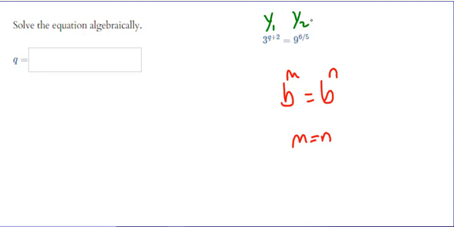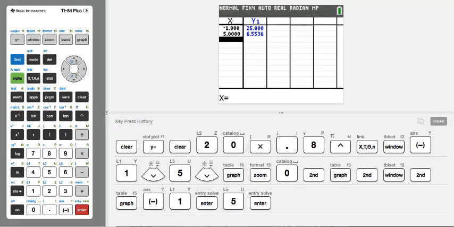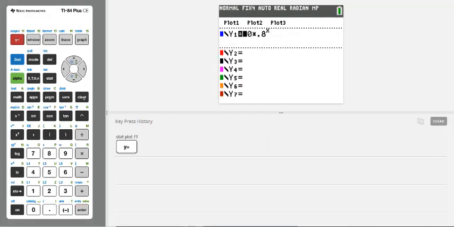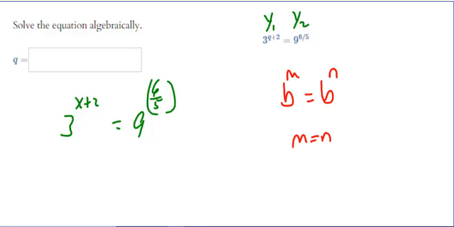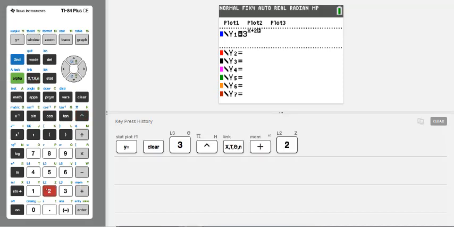So we've got 3 to the x plus 2 equals 9 raised to the 6/5, right? So we go type this in our calculator. Clear. Y equals, okay, 3 raised to the x plus 2.